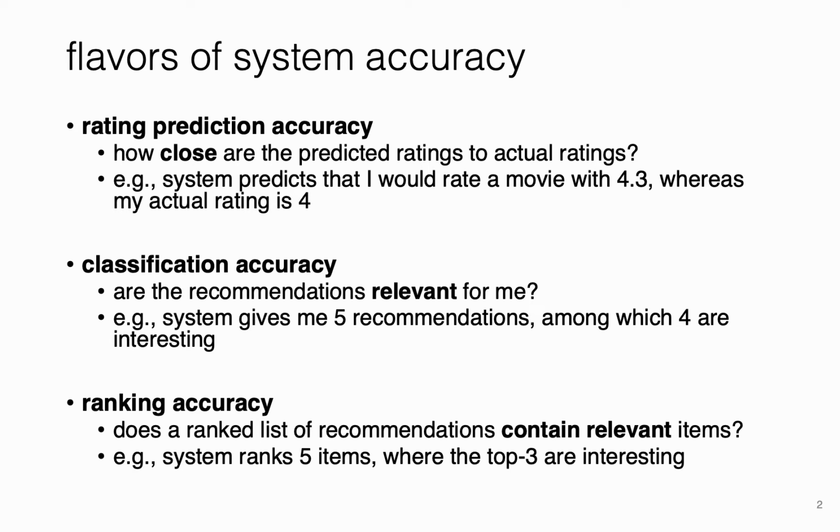Third is ranking accuracy. Here we treat the output of the system as a ranked list, and the goal is to measure if this list contains relevant items. The difference with classification accuracy is that ranking matters, meaning that it's better if we get a relevant item at the top of the list. For example, a recommender has good ranking accuracy if in a ranking of 5 items, the first 3 are interesting.